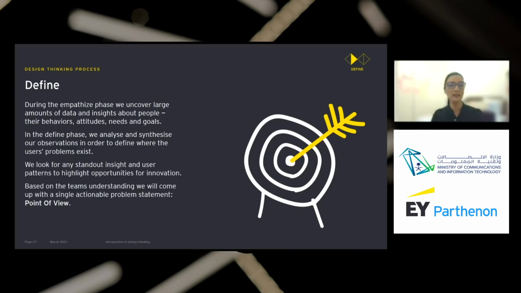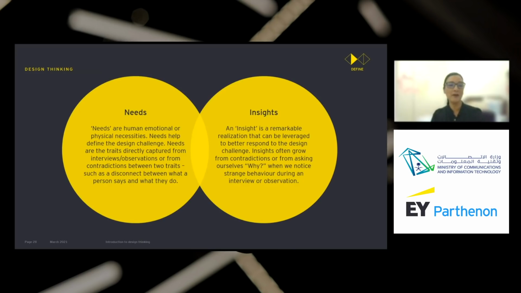Using those insights, we try and come up with a point of view, which is an actionable problem statement. A key part of this phase is thinking about users' needs and insights. Needs are emotional and physical necessities. They help us really define the challenge, and they're directly captured from traits from the interviews and observations that we hear and see. An insight is an observation or realization that can be leveraged to help us really get into the heart of the design challenge.